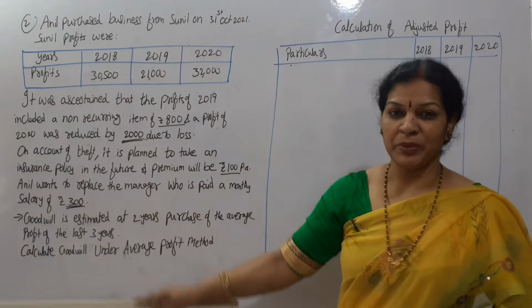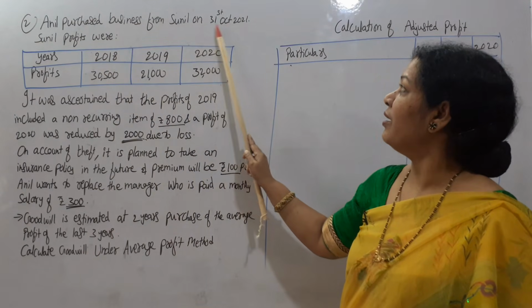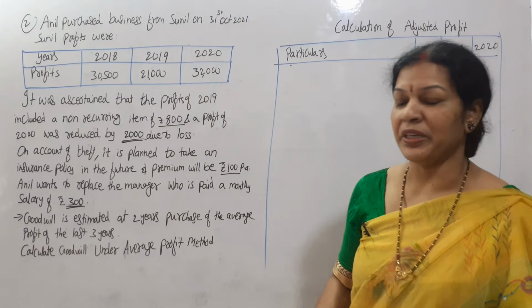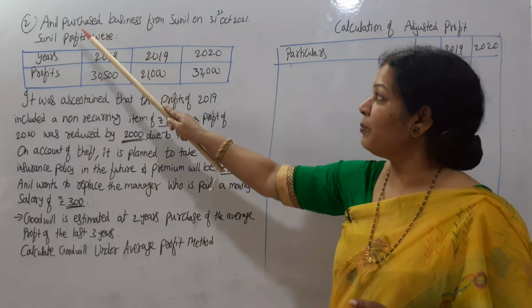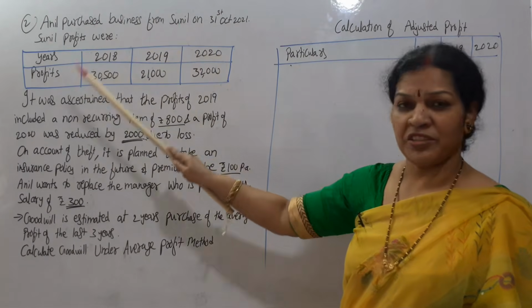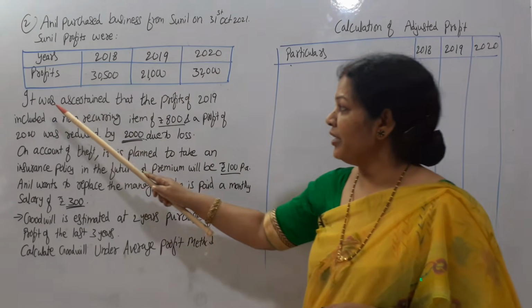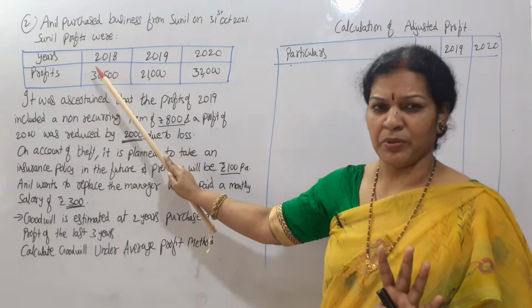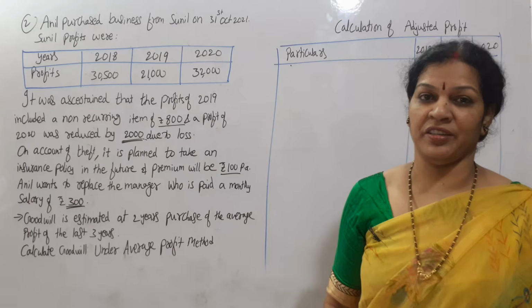Now this is the problem given to us. Anil purchased a business from Sunil on 31st October 2021. Sunil's profits for 3 years are given, 18, 19, 20. This is a general problem and there are some adjustments. This paragraph you need to understand.